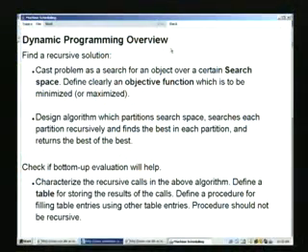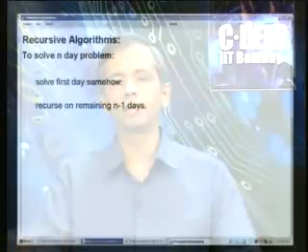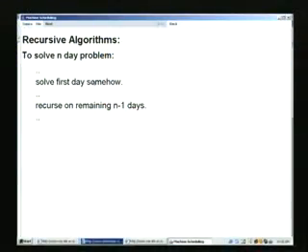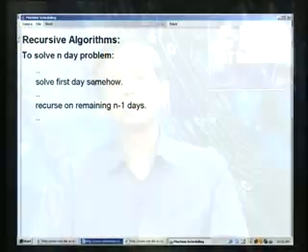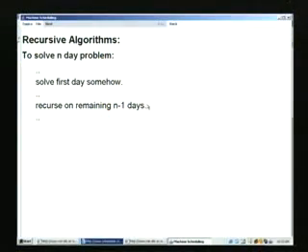So what we would like to do now is to apply this whole idea to our given problem. The first step in this is to find a recursive solution. So we want to cast our problem, our algorithm, in the recursive fashion. So here is how we might think of a recursive algorithm for our problem. We would like to solve an n-day problem. So typical steps might be that we somehow solve the first day, and then we recurse on the remaining n-1 days.